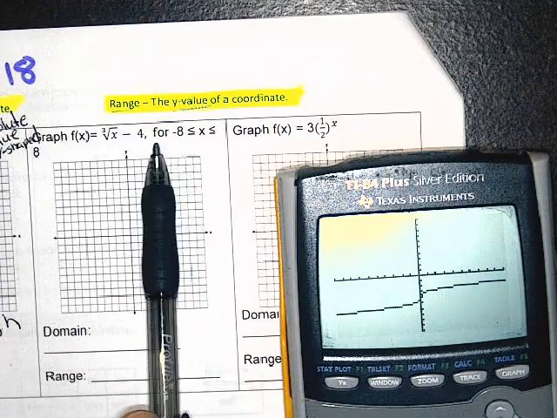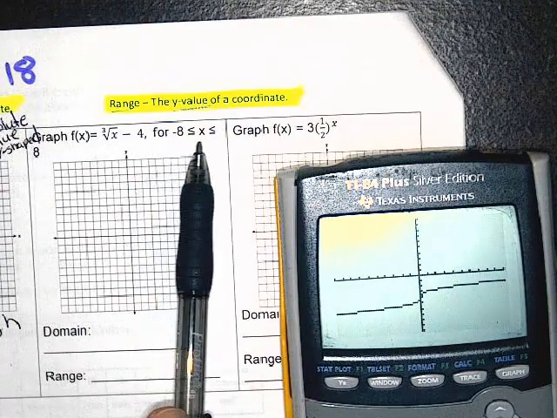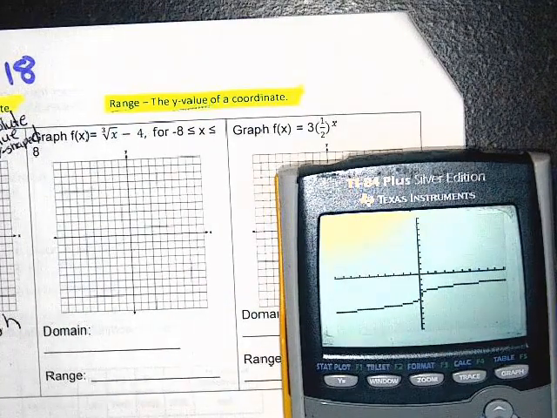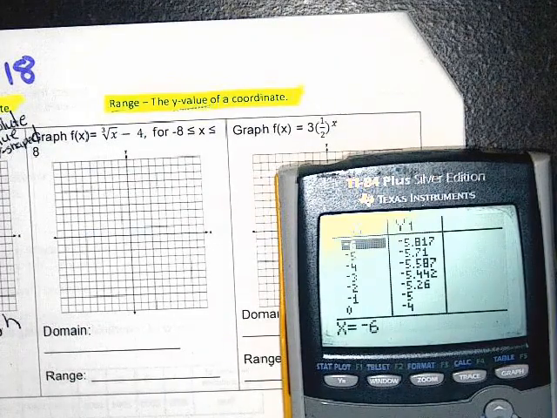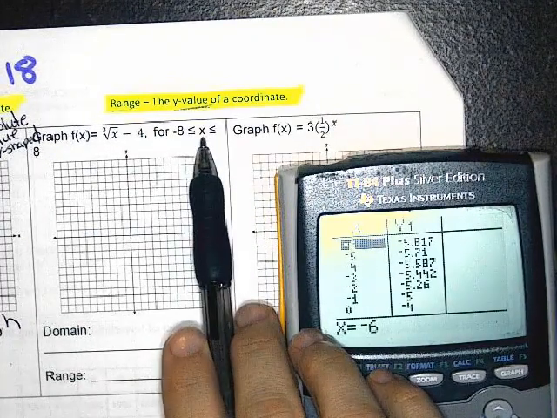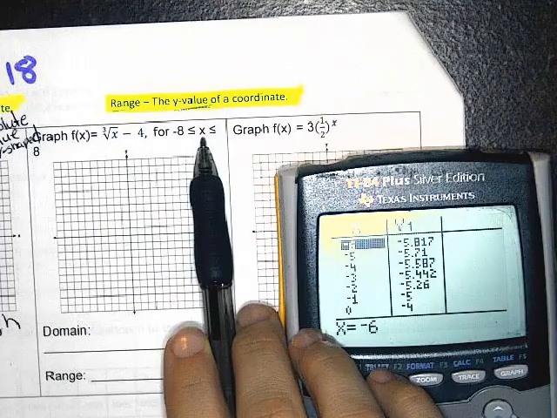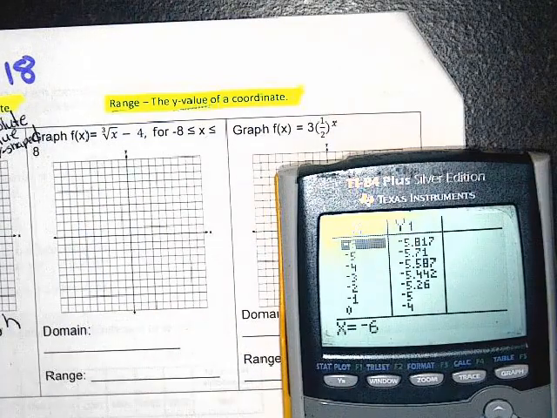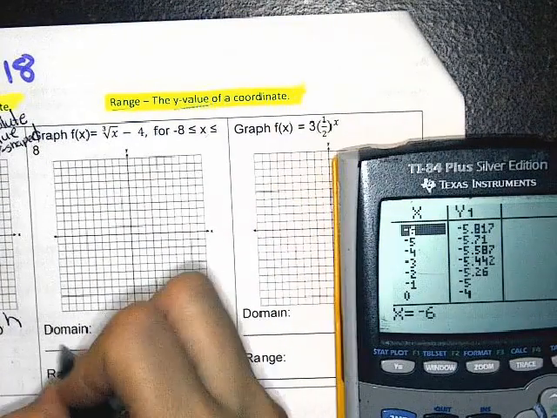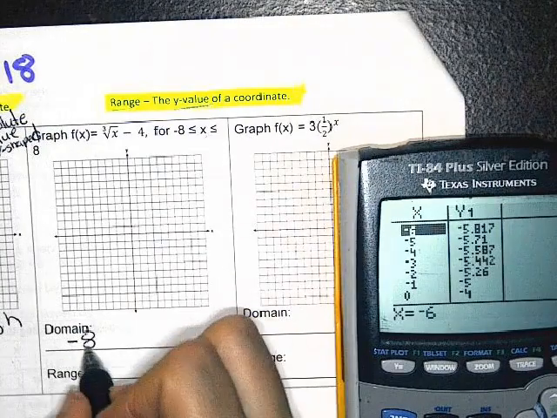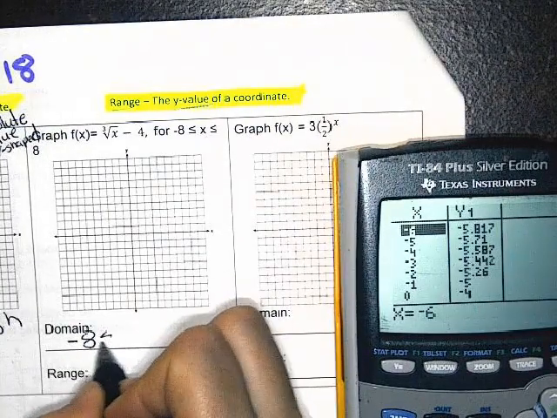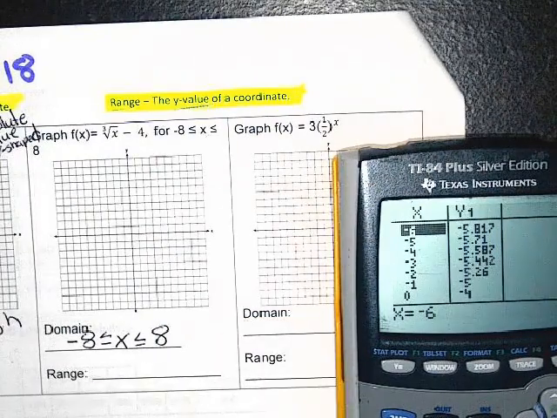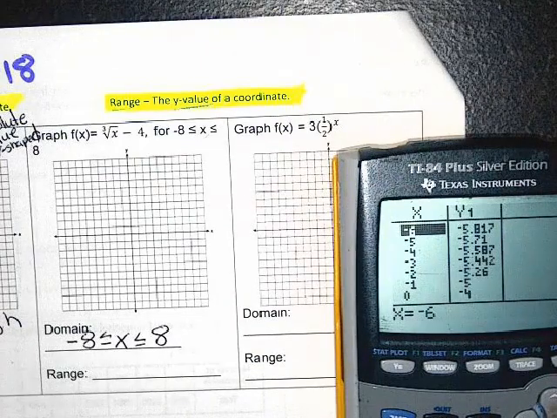What does it mean for -8 less than or equal to x less than or equal to 8? What is it trying to tell you to use? X's that are from where to where? So right there, that's your domain. They're trying to tell you only go from -8 to +8. So in your table, that's only what we're going to use.